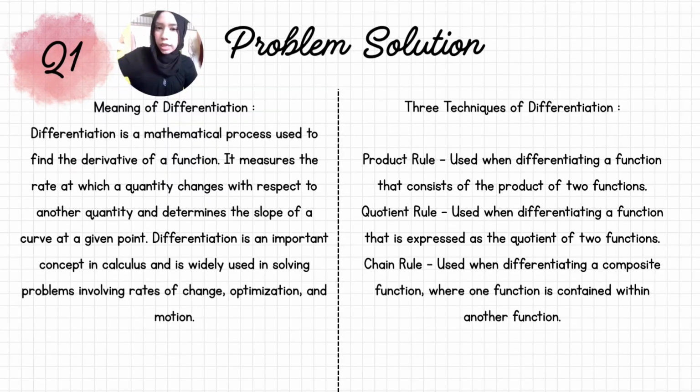There are 3 main techniques. First, the product rule. This rule is used when a function is formed by multiplying two functions together. Second, the quotient rule. This rule is applied when a function is written as one function divided by another, or in fraction form. Third, the chain rule. This rule is used for composite functions where one function is contained inside another function.